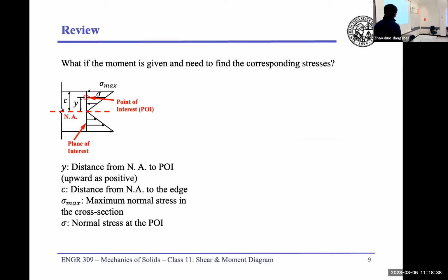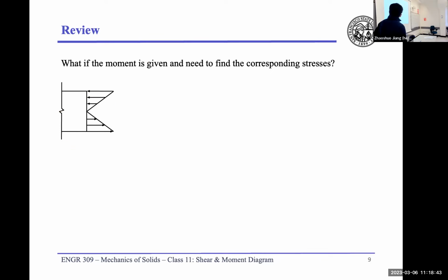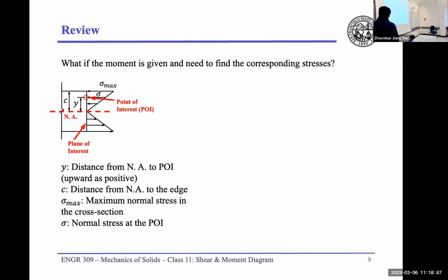Okay. Before we go there, I first need to give you some definitions so that we can talk about this. This is the same cross section, a little bit BC in there. We talk about the neutral axis, right? The neutral axis is the axis where you do not have any stress or strain.